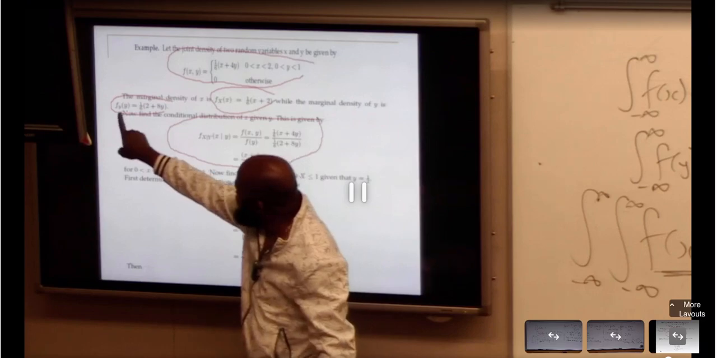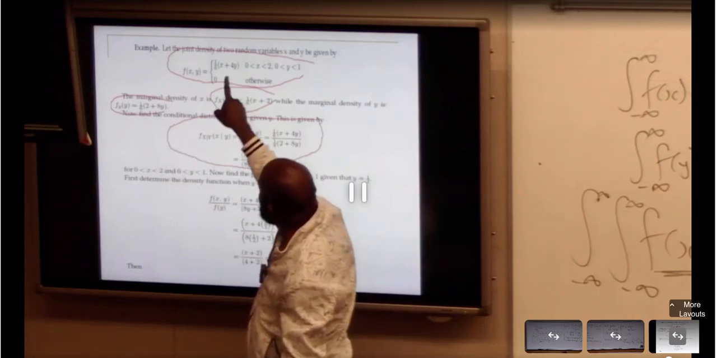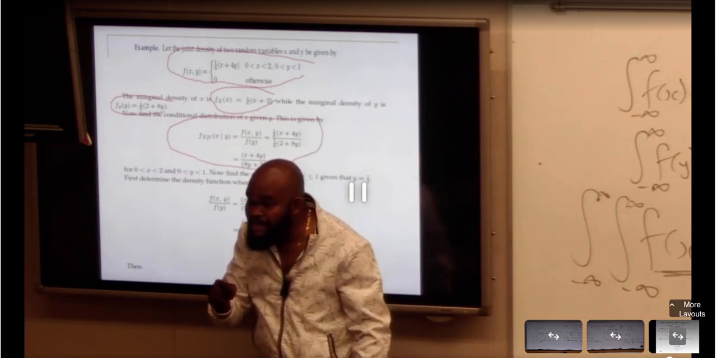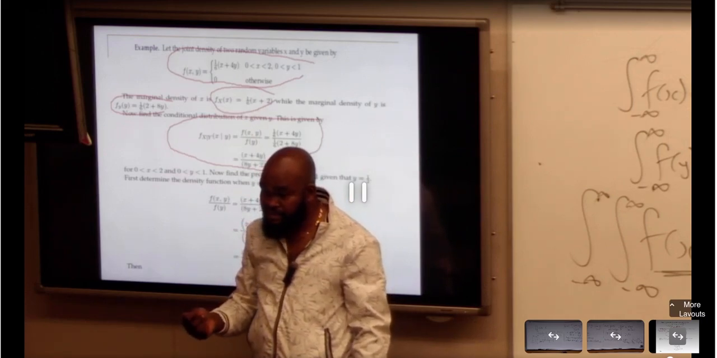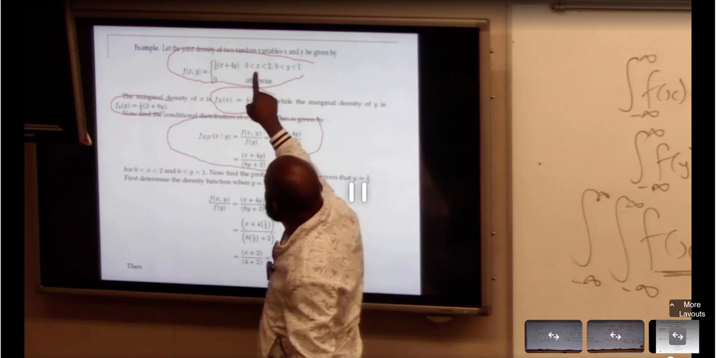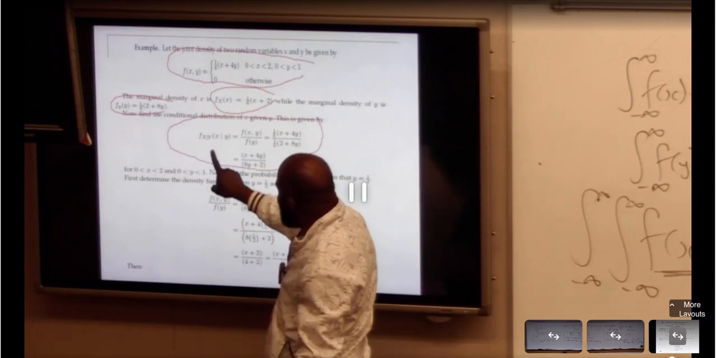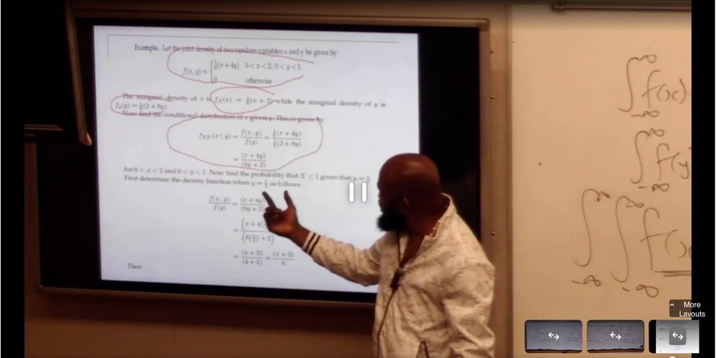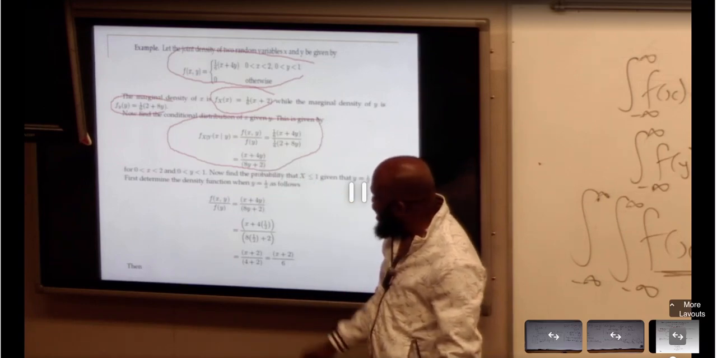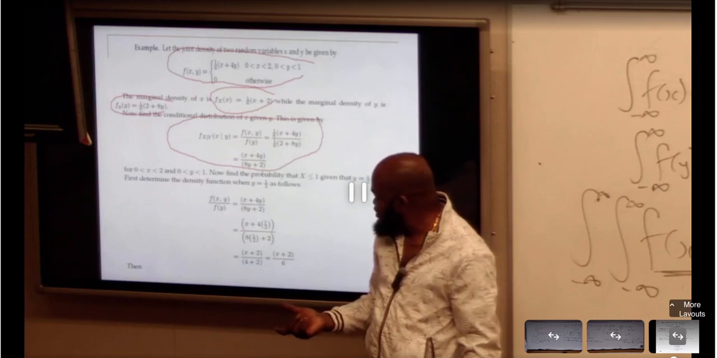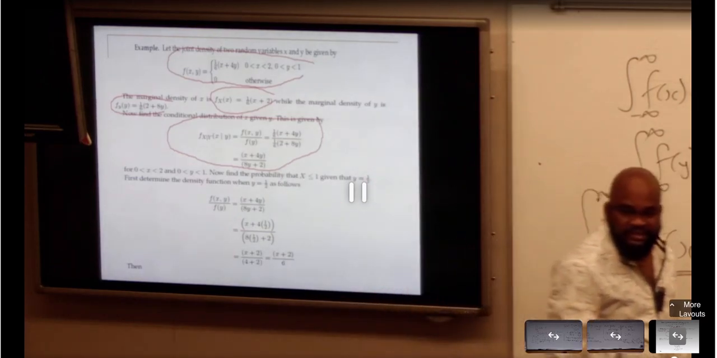If I want to get f of y, what am I going to do? I'm going to come here and integrate this with respect to x. When I say integrate, I mean perform an antiderivative. And the range of x is 0 to 2. You will get this. Does that make sense? The moment you get this, if I ask you the conditional, it's just the ratio of that. I can ask the conditional of x given y or y given x. That's what I'm doing here. Look at that.